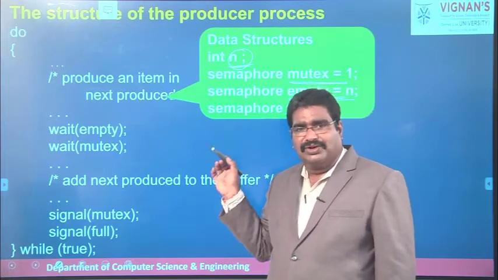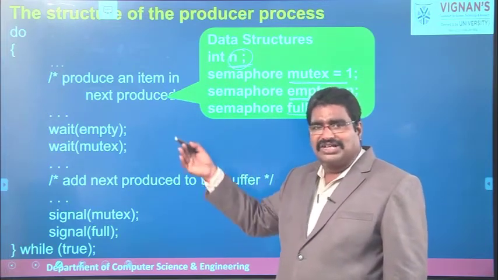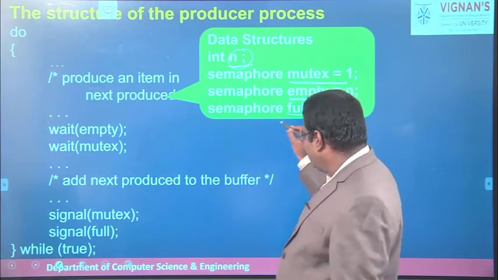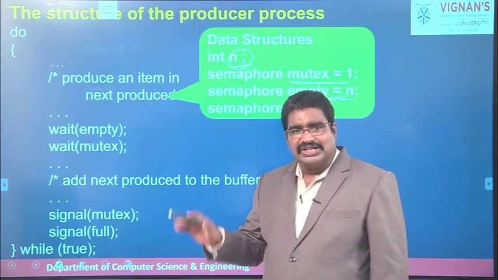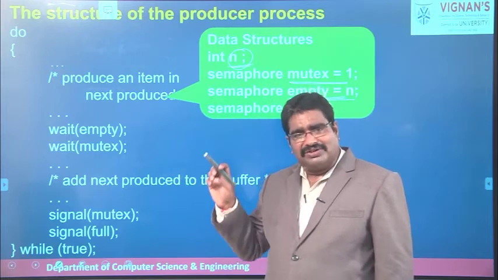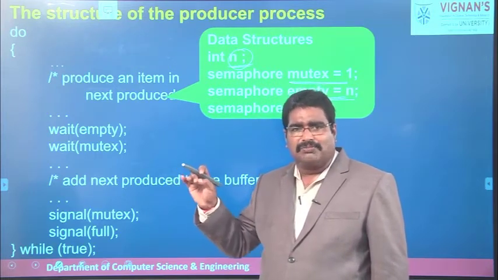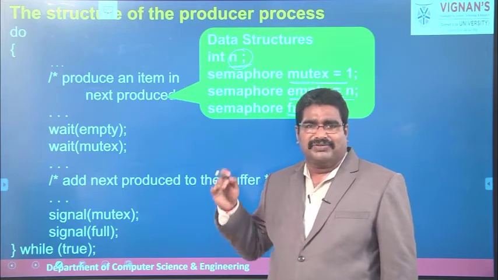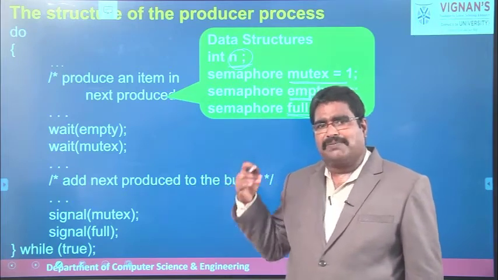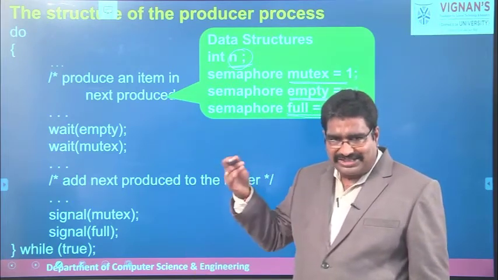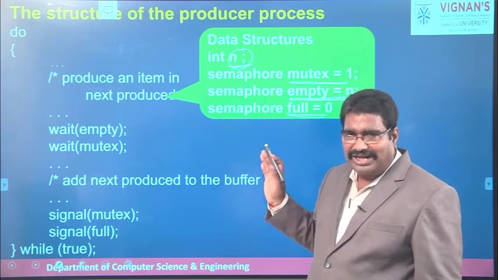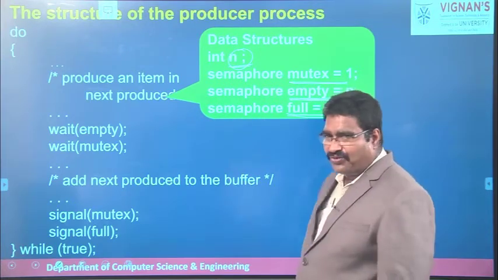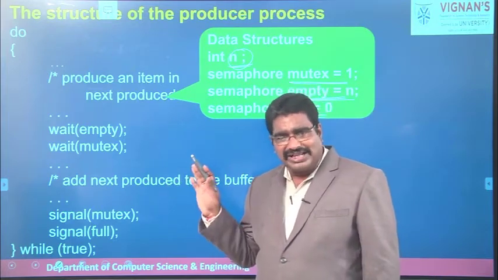And next one is full. Initially, how many objects exist in the buffer? 0 objects. For that reason, full is also a counting semaphore. Initially, its value is 0. Whenever the producer places one item into the buffer, the full value is increased by 1. So, every time the producer places an item, the full value is increased by 1 and the empty value is decreased by 1. So, full and empty are the counting semaphores, and mutex is a binary semaphore.